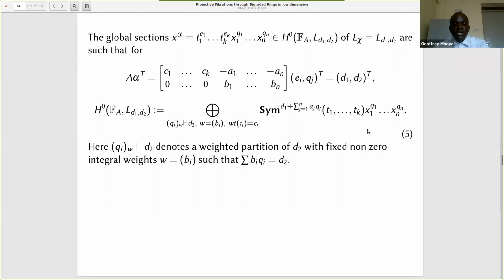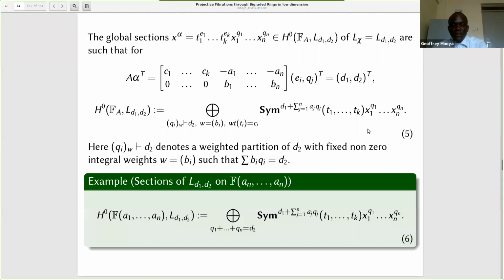So in this equation, by Q1 D2, I mean weighted partitions of D2, and the weights are fixed and they're BIs. Think about this as the sum of BI QIs giving us D2. So all such Q1 up to Qn, which give us this sum with fixed BI, are going to be involved in equation 5. A simple example is when we have the straight weights. The line bundle D1, D2 on the straight scroll is going to have sections defined by X.